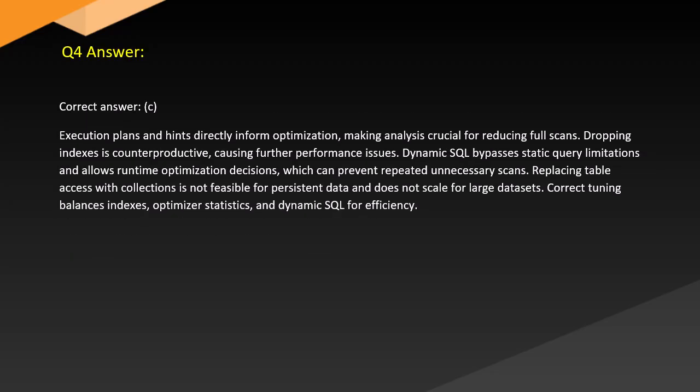Answer. Correct answer. C. Execution plans and hints directly inform optimization, making analysis crucial for reducing full scans. Dropping indexes is counterproductive, causing further performance issues. Dynamic SQL bypasses static query limitations and allows runtime optimization decisions, which can prevent repeated unnecessary scans. Replacing table access with collections is not feasible for persistent data and does not scale for large datasets. Correct tuning balances indexes, optimizer statistics, and dynamic SQL for efficiency.